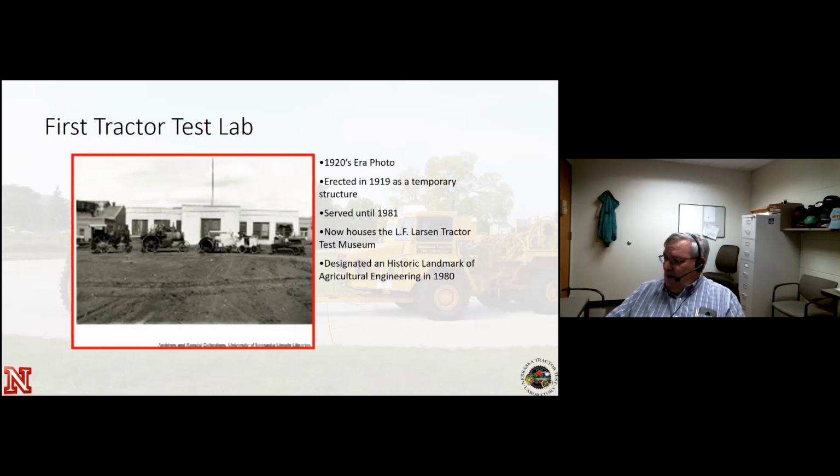And we had several administrators at campus that really wanted the building torn down and replaced with a parking deck. But Dr. Bill Splinter, who was the chairman of the agricultural engineering department at the time, was opposed to that. So one of the things he helped do was arrange for ASABE to designate it a historic landmark in 1980, which protected the building.